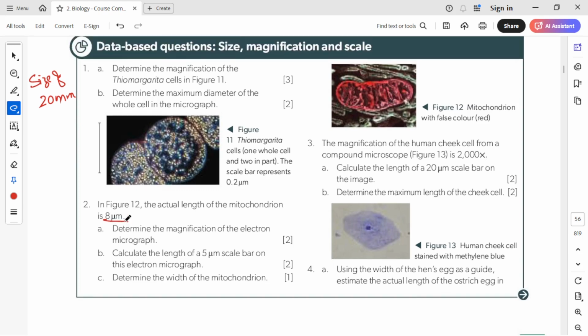So here again, we'll have to use a scale and calculate the actual size of this picture. Okay, so here if you want to find out the magnification, we have the actual size here. We have to, with the help of a scale, measure the size of this mitochondrion, okay, and then we'll be able to find the magnification. So how do we find out the magnification here?